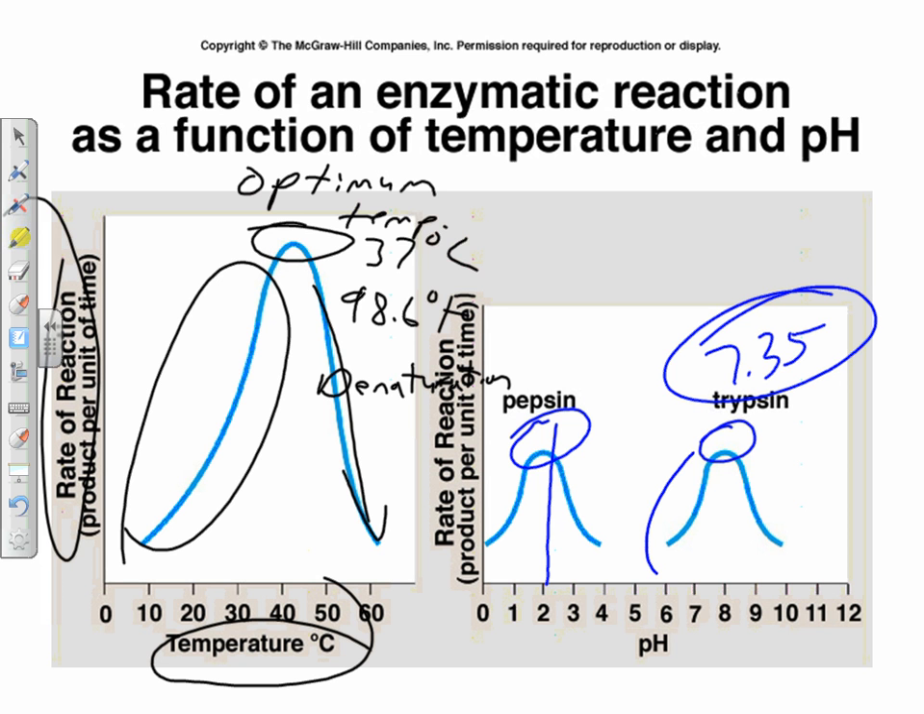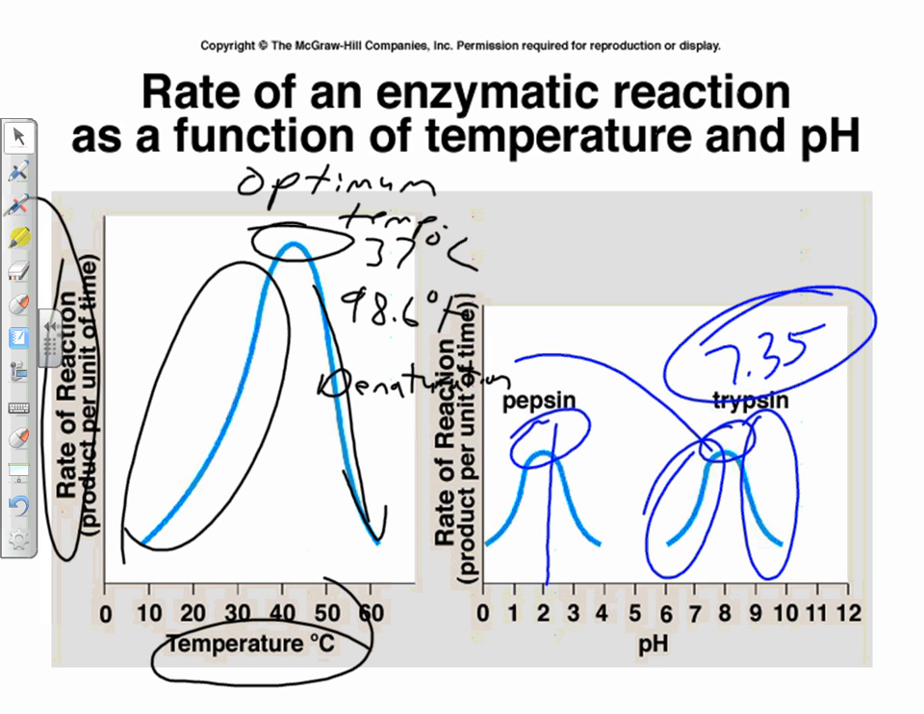And if you go too acidic, or if you go too basic, what starts to happen to those enzymes? Denaturation. They start to fall apart. So temperature or pH, either one can cause your enzymes to fall apart.